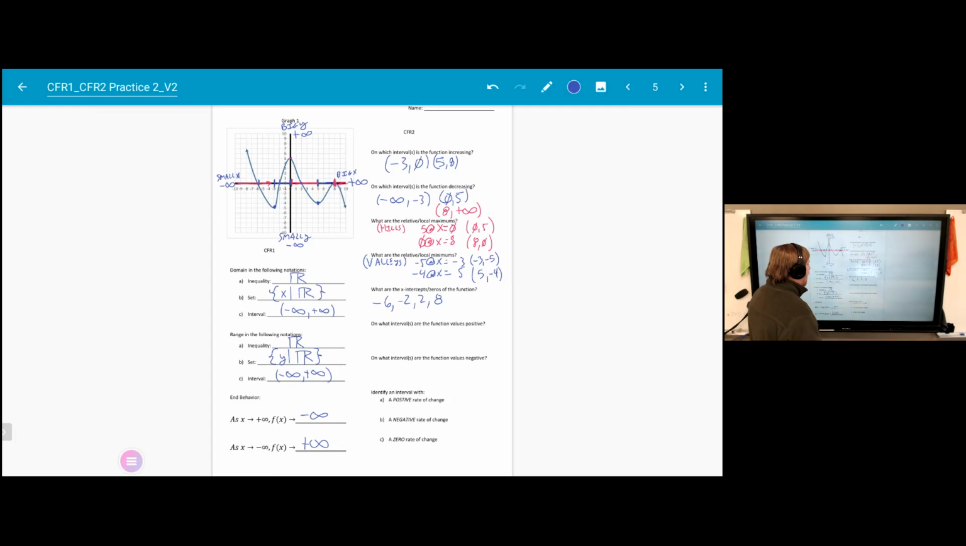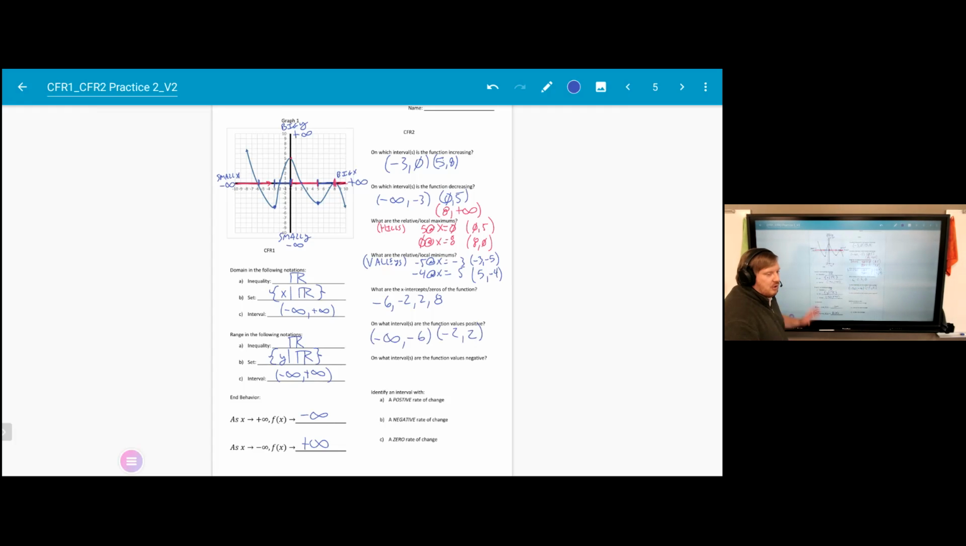All right. Where are they positive? Where are the function values above the x-axis? Well, from -infinity until -6, these function values are hanging out above the x-axis. It's also hanging out between -2 and 2. And in this case, there's no other place that it's hanging out in the positive range.